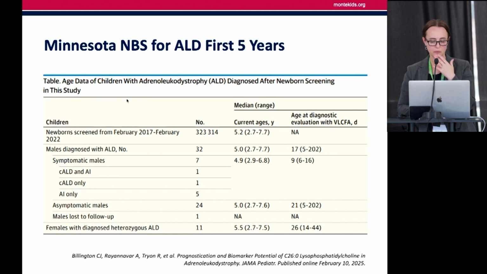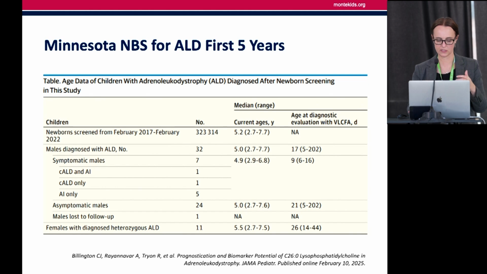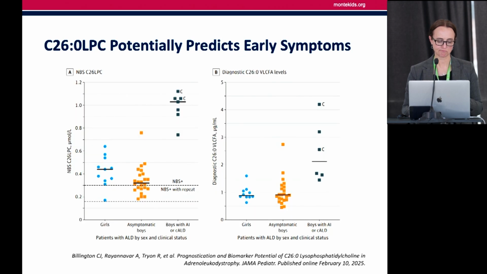So they published, this is a publication from just last month, and what they had, 32 males who were identified by newborn screening. They had 7 who were identified as being symptomatic, 1 with only cerebral disease, 5 with only adrenal insufficiency, and 1 with both cerebral disease and adrenal insufficiency. And this is in the first 5 years of their newborn screening program.